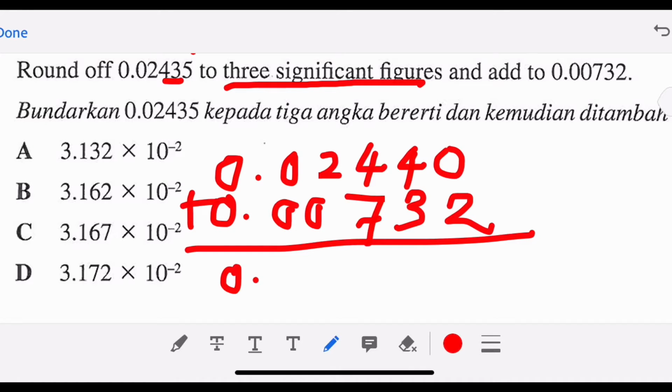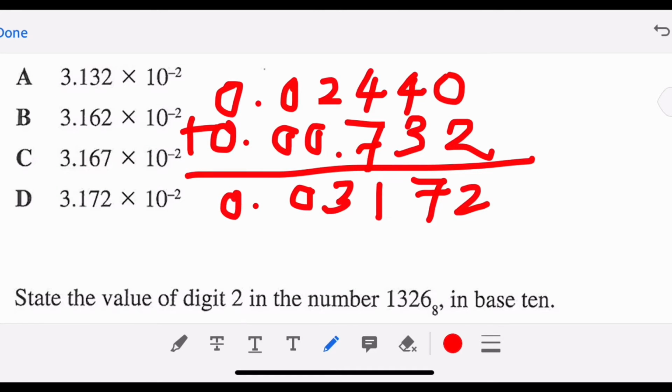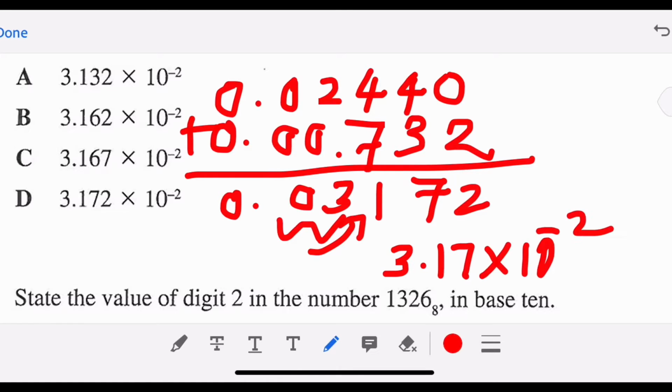Okay, let's add the number first. Okay, we'll get 0.03172, right? Because the instruction of the question is you have to write your answer in standard form. So if we want to convert to standard form, 0.03172 is equivalent to 3.172 times 10 to the power of negative 2.